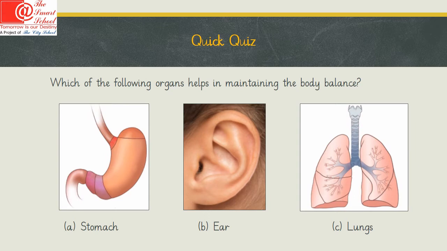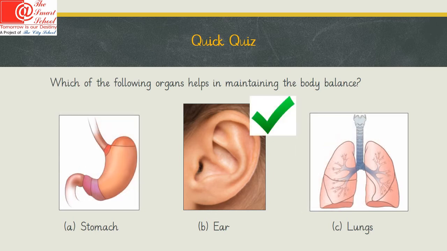A quick quiz based on what we have studied so far. Can you tell which of the following organs helps us in maintaining the body balance? Is it the stomach, or the ear, or the lungs? The correct answer is the ear helps us in maintaining the body balance.